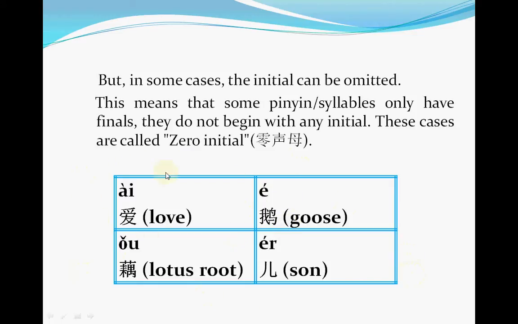Okay, for example, I means love, means goose, ao means lotus root, means sun. From this table we can see these cases only have the simple vowels or the compound vowels. You need to read them directly with different tones. Okay, this is a case you need to know. Some syllables just don't have any initials.